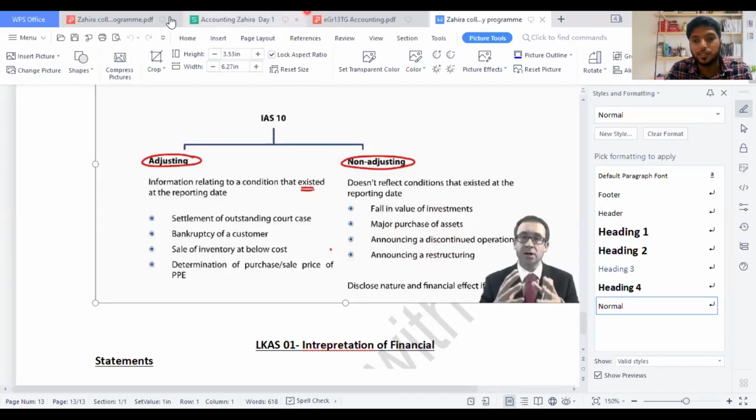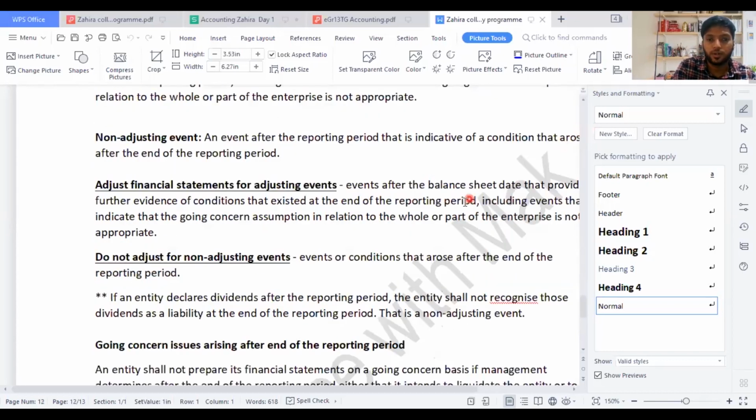So a major purchase of assets, like when you purchase new assets, is a part of the upcoming year, so you don't take it, and they have said that they will purchase this month, so again it is not certain. Fall in value of investment, the money value will go down, the market share is going down, so the investment will fall. That's also not a part of an adjusting event. So these are the few things you need to remember as part of adjusting events. Moving on to the point we want to discuss, adjusting and non-adjusting.